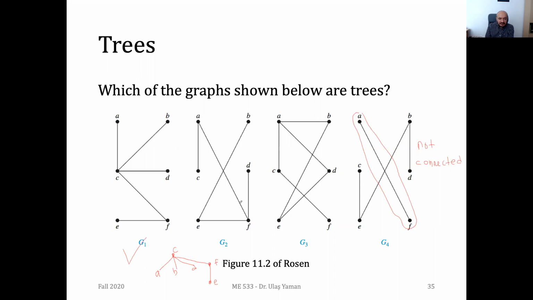What about the other one? This one, I don't see any circuits, but let's draw it here. So if you start with F, you may start with any root, it doesn't matter. We have D here. This is D. And then let's have A and C. And then what's remaining, E remaining, right? So this is E and this is B. So I can say that this is another tree.